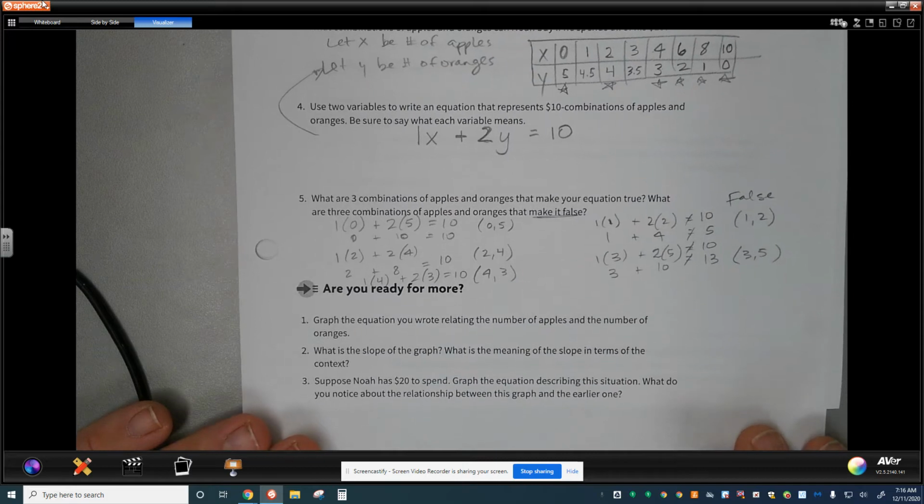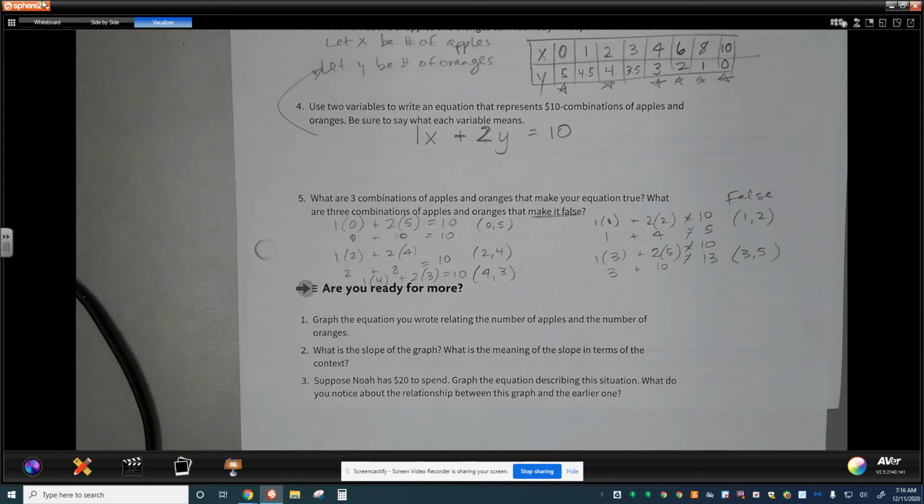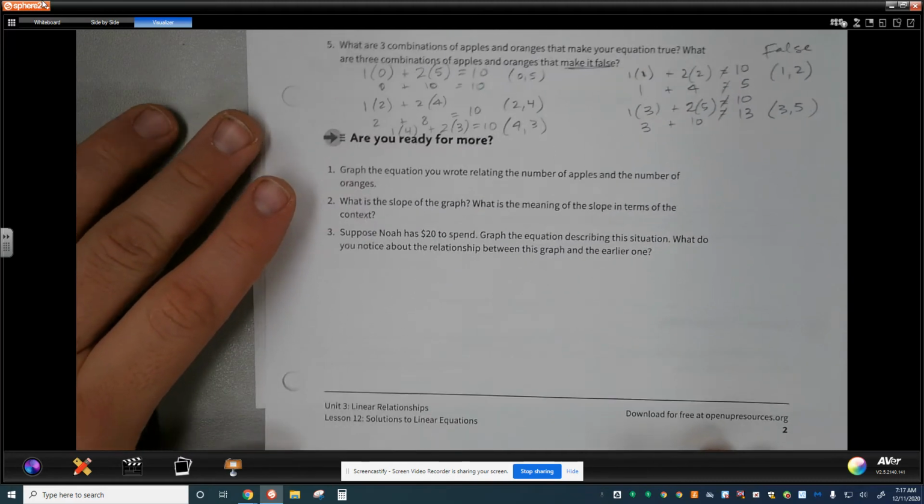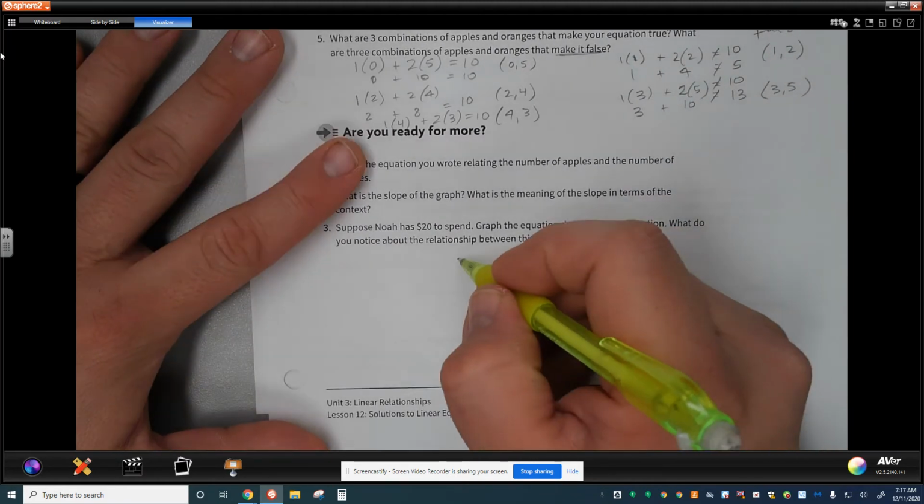The next step here says graph the equation you wrote relating the number of apples and the number of oranges. What is the slope of the graph? What is the meaning of the slope in terms of the context? And then suppose that Noah has $20 to spend. Graph the equation describing this situation. What do you notice about the relationship between this graph and the earlier one? So if I want to go ahead and do this, we can just do a quick, simple graph.